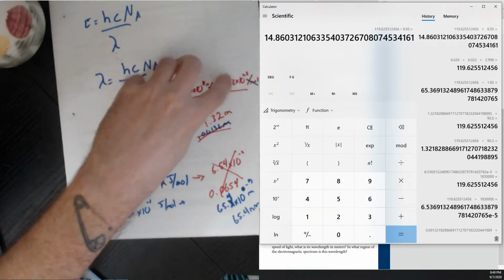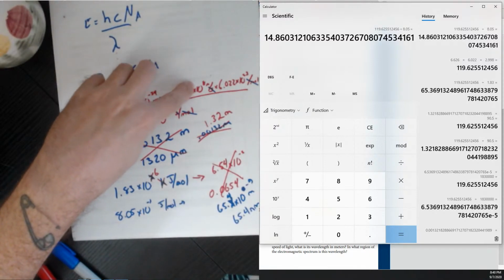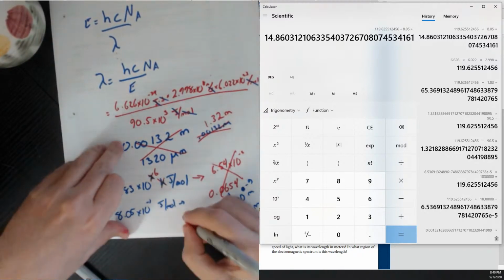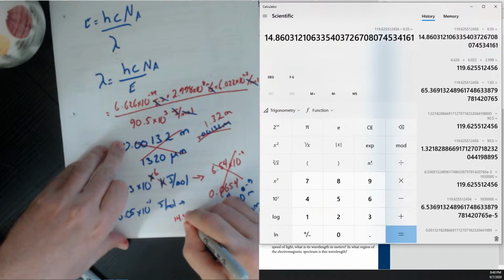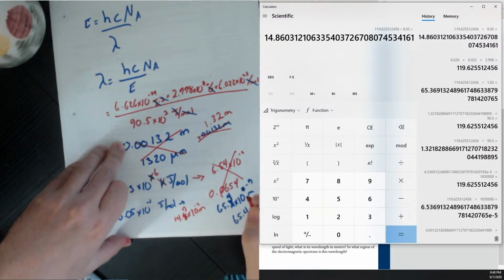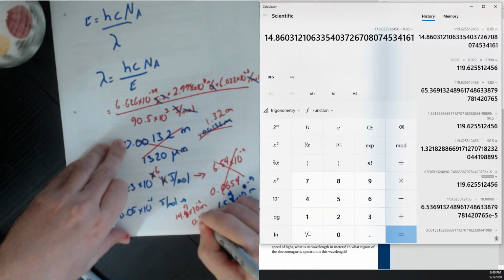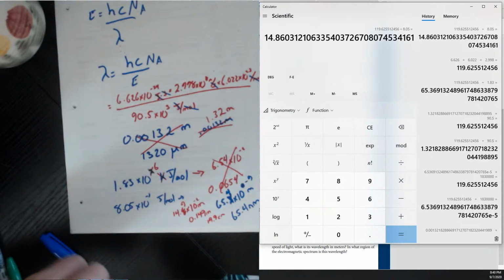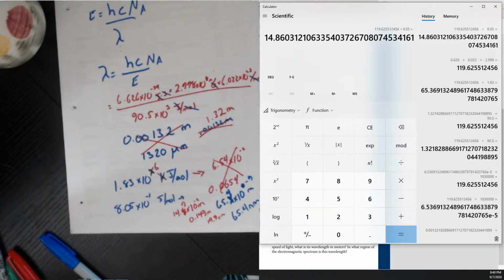Negative 34, negative 11, negative 3, negative 2. So it is 14.9 times 10 to the negative 2 meters, or 0.149 meters, or 14.9 centimeters, which puts it more in the realm of radar, I think, than it does radio.